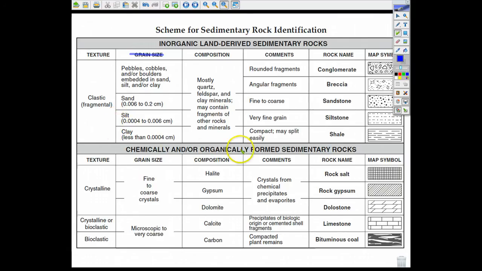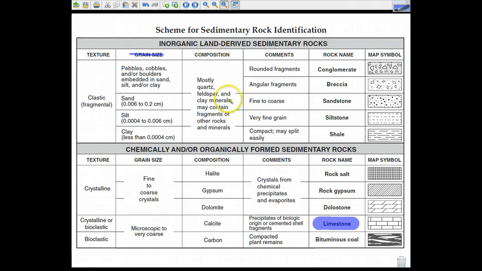Then the chemically and/or organically formed sedimentary rocks also have a texture classification of crystalline or bioclastic. So you could see that limestone, I'm going to use a larger blue, let's see if that comes up better. That's much nicer. Limestone can either be crystalline or bioclastic. Another thing to note here are the map symbols. If you're looking at a question and you see these patterns, you can actually look to see what type of rock you have based upon the map symbol.